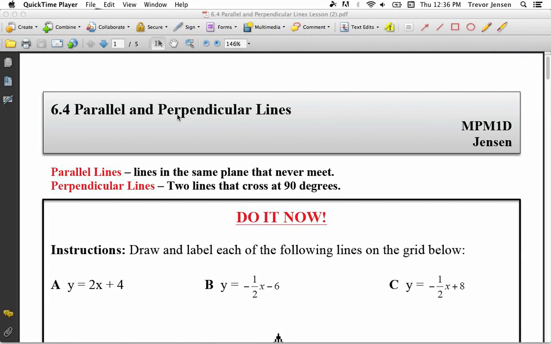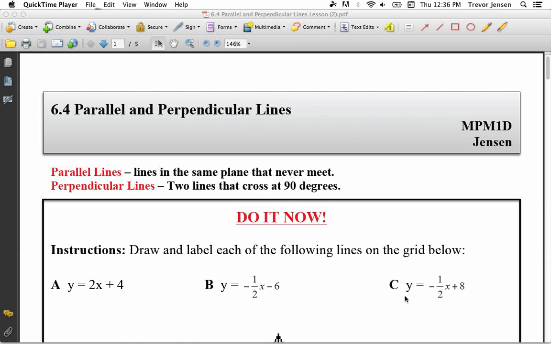Here's a lesson for section 6.4, parallel and perpendicular lines. Before we start this lesson, I just want to remind you what a parallel line is and what perpendicular lines are. So parallel lines, if you are to graph two lines and those two lines will never meet, they'll never intersect, we say that those lines are parallel.